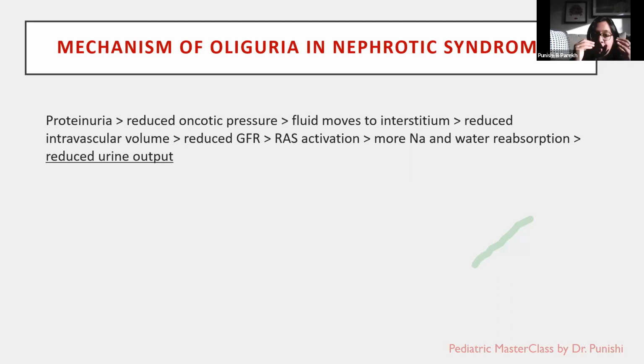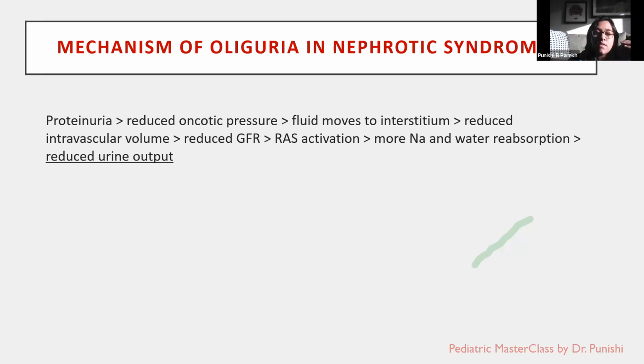What is the mechanism of oliguria? If you've understood edema, this becomes very, very easy to understand. So the same thing, you have proteinuria, reduced oncotic pressure, more fluid in the interstitium, reduced intravascular fluid volume, which reduces the kidney perfusion, reduces GFR, and your renin-angiotensin gets activated. So again, you have more reabsorption of sodium and water, and because more of it gets reabsorbed, there's reduced production of urine and reduced urine output. So that is the reason why these kids who have proteinuria, have hypoalbuminemia, eventually have oliguria. So I hope this triad and this concept of nephrotic is clear.